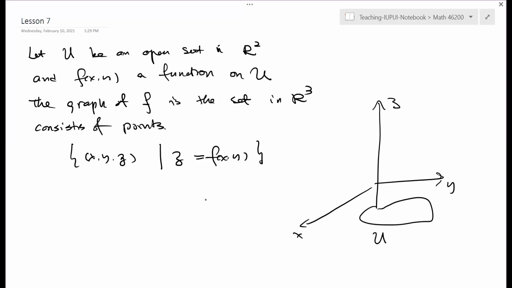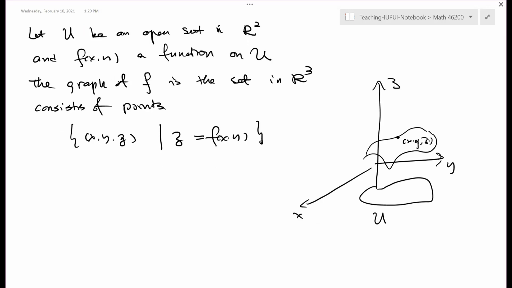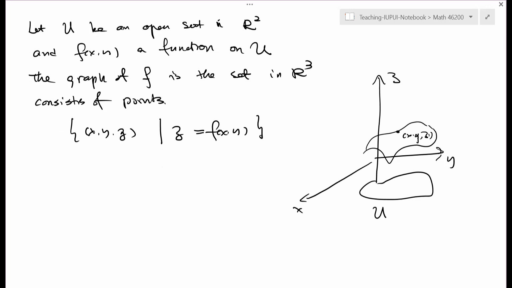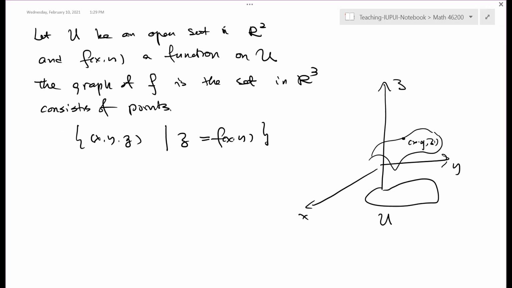It consists of points in space, and the third component is determined by the first two components. So you will get a kind of surface as long as the function is smooth. This is a smooth surface, so at least we should get some idea what kind of surface it looks like. If the function is not smooth, then the surface may have some kind of singular points there. So let's look at some examples.